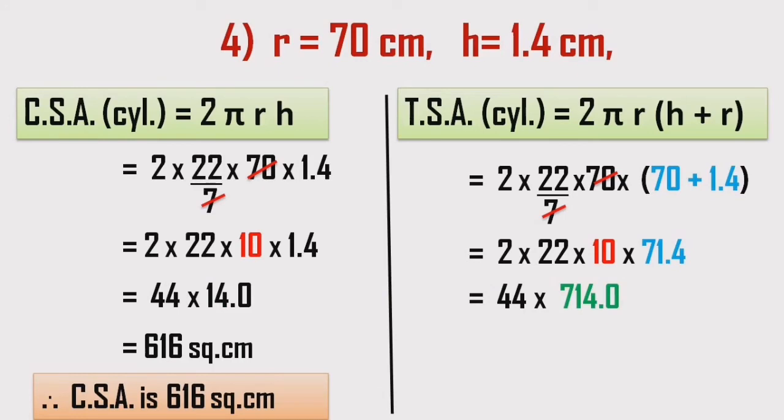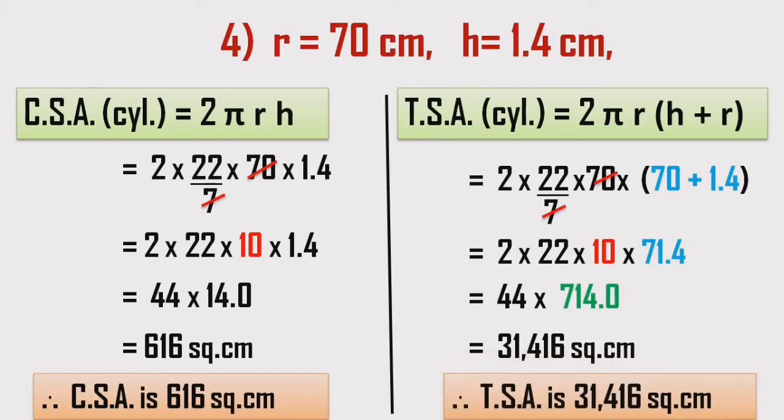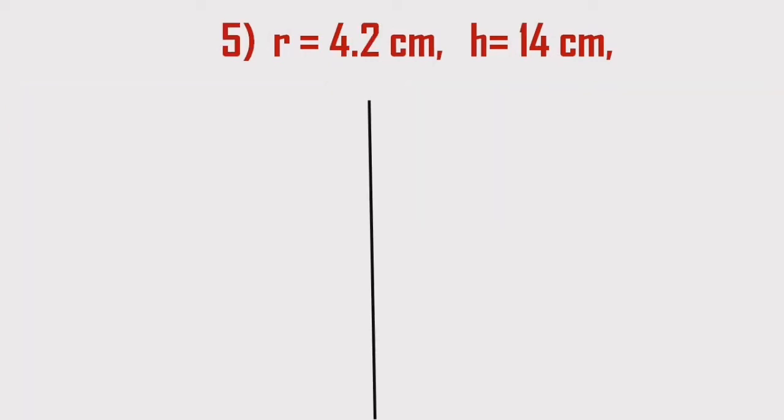Now we are at the easiest part. Normal multiplication is there. That results in 31,416 square centimeter. Do not forget to mention the final answer, the way you are looking on the screen. Now we are at the last question of question number 1.